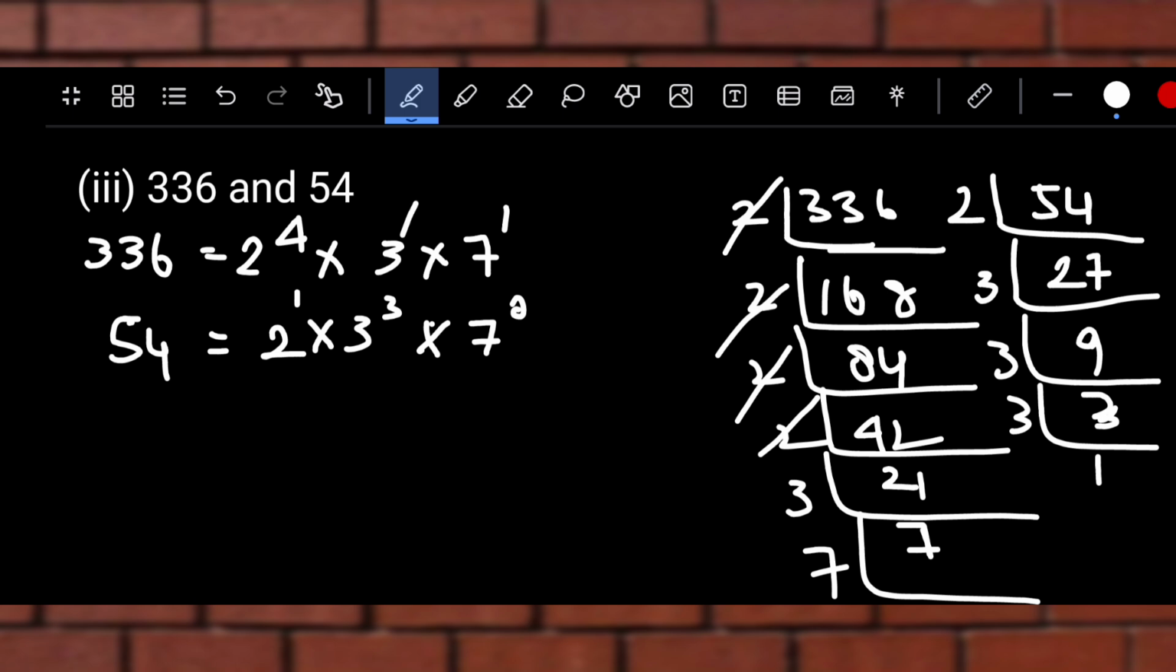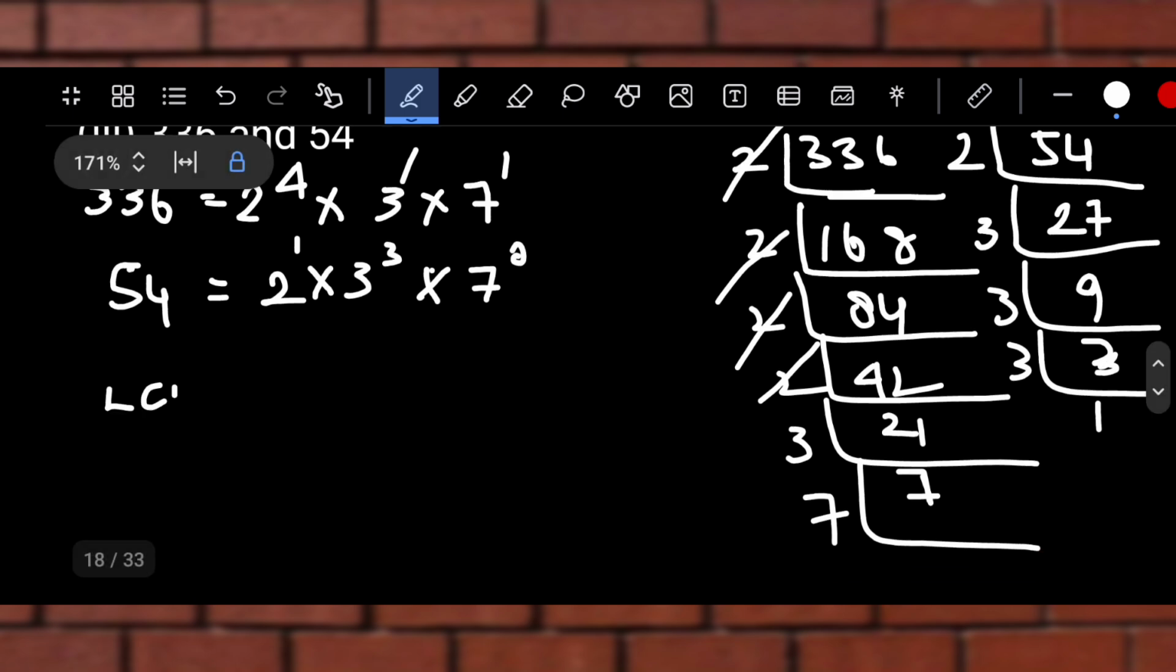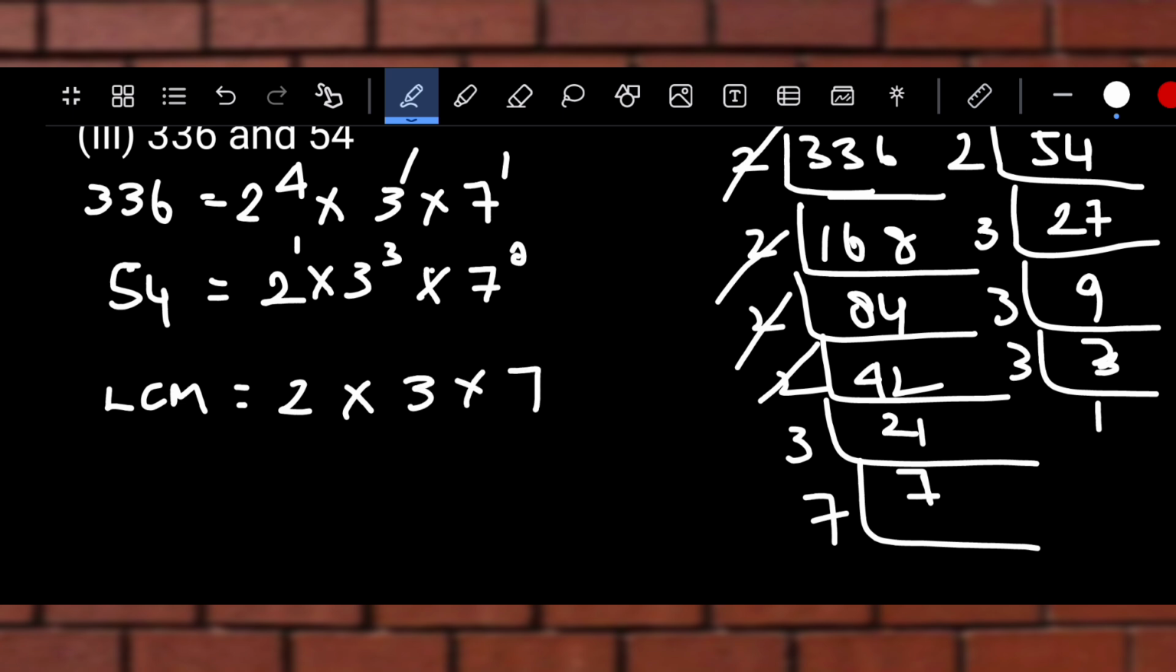Okay. Now we'll do the LCM. LCM: writing all varieties of numbers with the highest power. 2 into 3 into 7. The highest power is 4 for 2, 3 for 3, and 1 for 7. So when I multiply it, we'll get 2 to the power 4. What is 2 to the power 4? 16. 16 into 7, we get 112. 112 into 27.